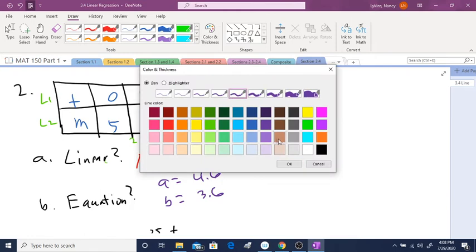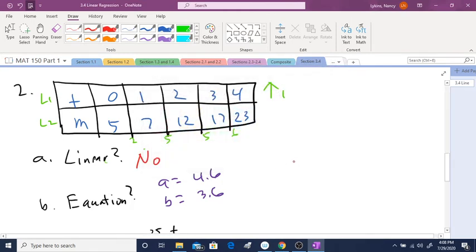Okay, now my equation is going to be my L2. So my L2 depends on my L1. So M(T) equals 4.6T plus 3.6. Okay?